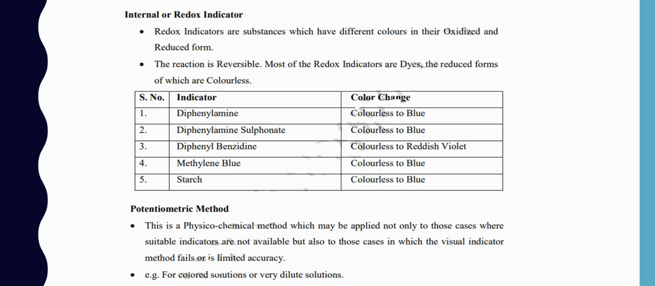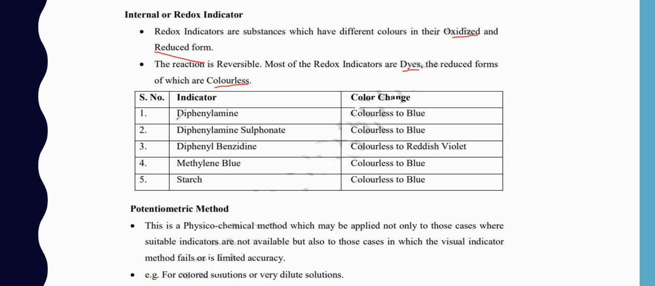Internal or redox indicator. An internal indicator is one which we mix with the reaction. Redox indicators are substances which have different colors in their oxidized and reduced forms. The reaction is reversible. Most of the redox indicators are dyes, the reduced forms of which are colorless. But when they are in oxidized form, they gain some color.